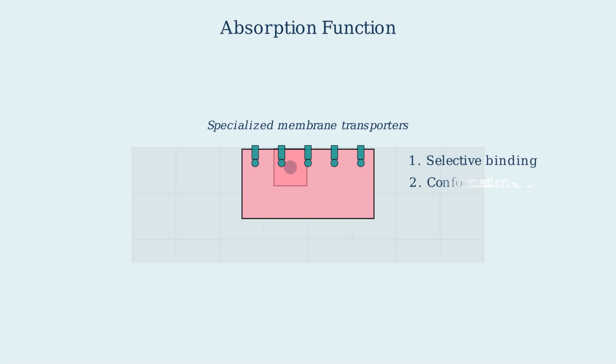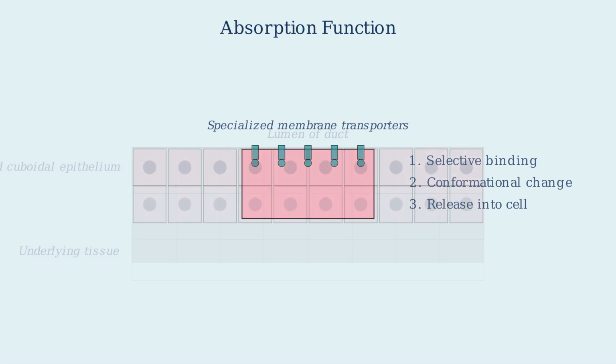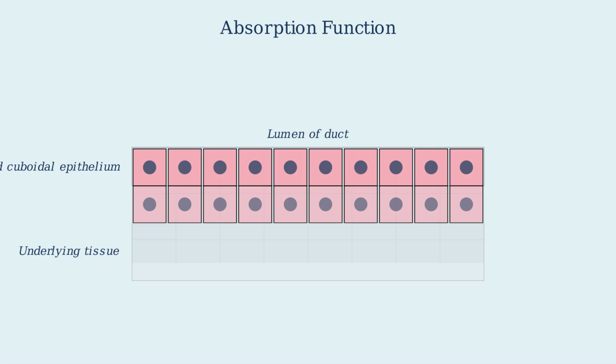The transport process involves selective binding of molecules, conformational changes in the transport proteins, and release of the molecules into the cell. Let's observe how this process works within the complete tissue structure.